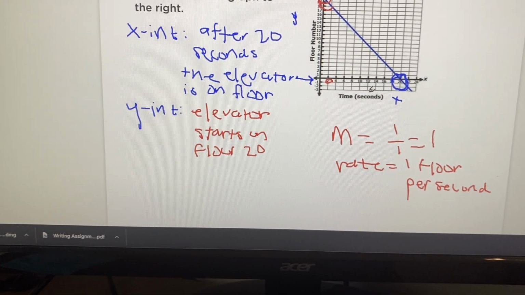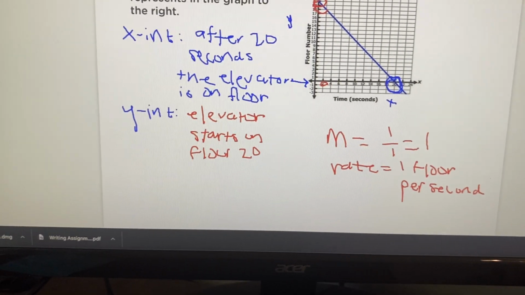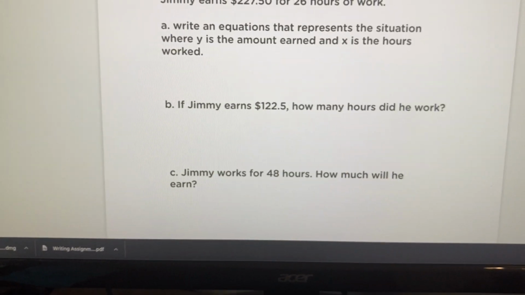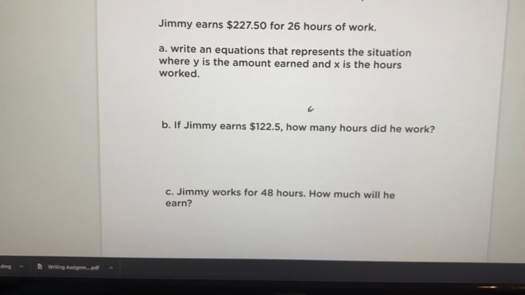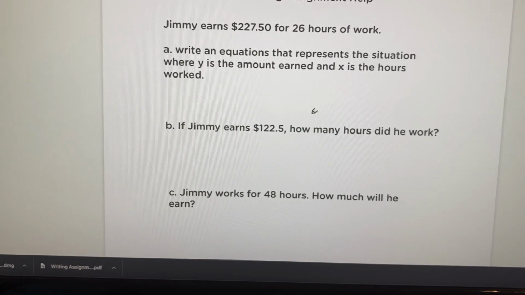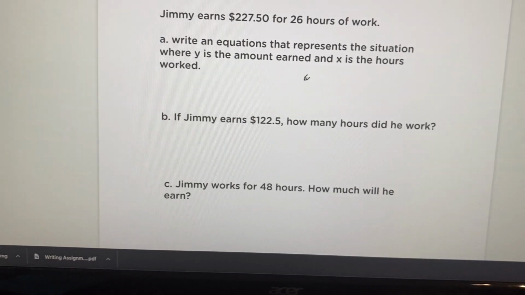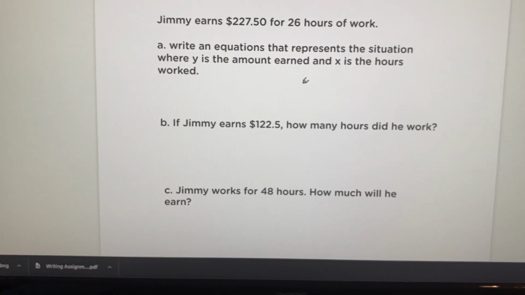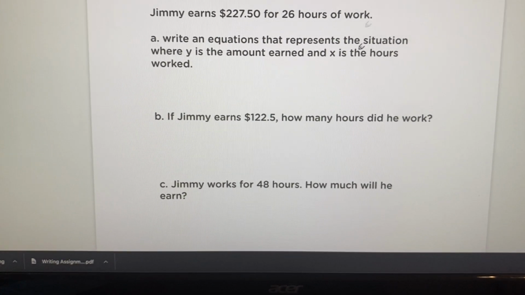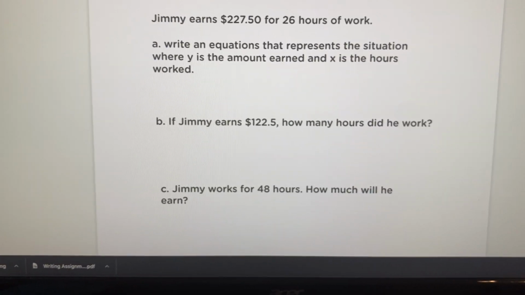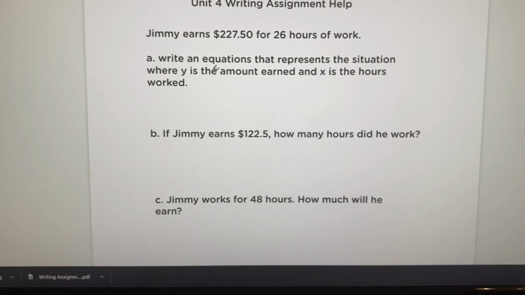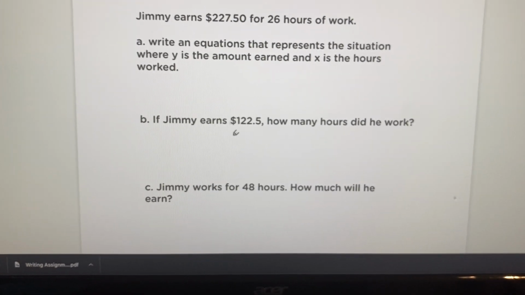Okay, so that will be helpful for you on your Unit 4 writing assignment, which is what we're going to talk about next. So our Unit 4 writing assignment, if you need help on the graphing of the Unit 4 writing assignment, that was this page here at the top. Okay, so let's talk about the slide number. It'll be number 2 on your writing assignment.